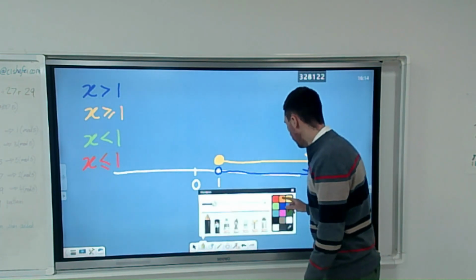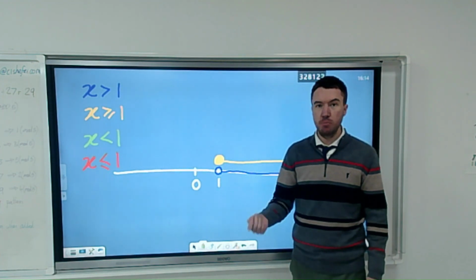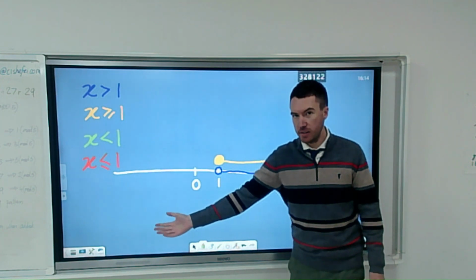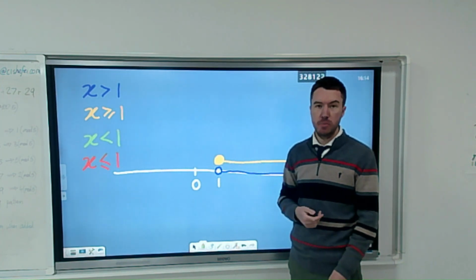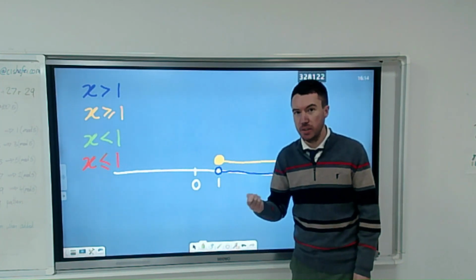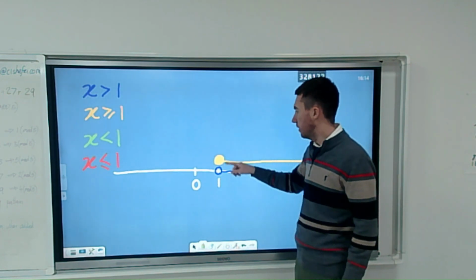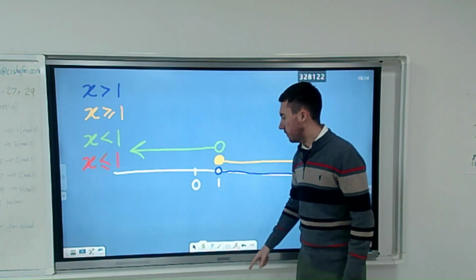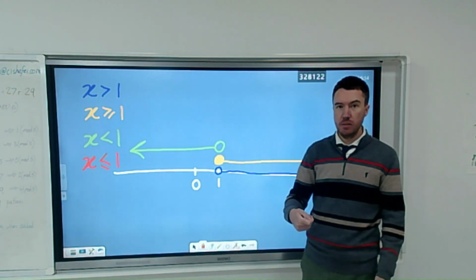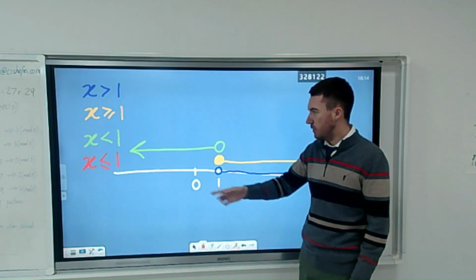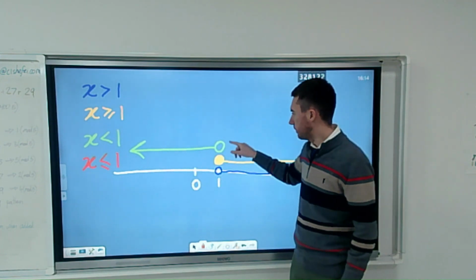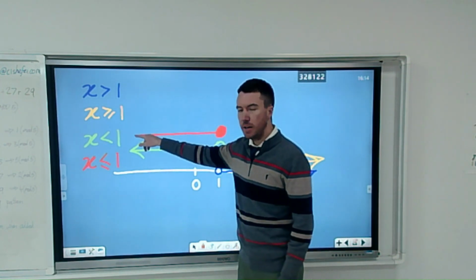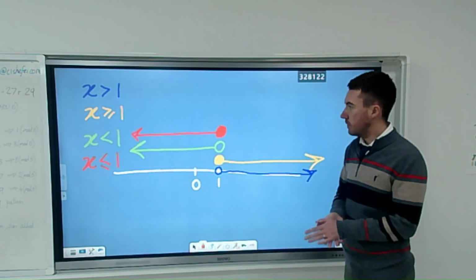Okay, green is x is smaller than 1. So x can be 0. x can be any negative number, and x can also be 0.9, even up to 0.999. It cannot be 1. So we mark this with an open circle again, and it can be anything this way. The red inequality does include 1. So we have a closed circle, and it's everything to this side of 1.